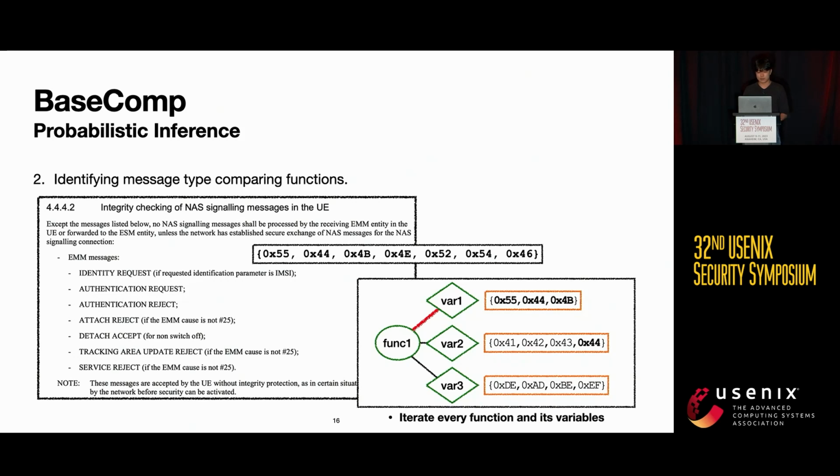Now, BASECOMP iterates every function and variable in the software and collects comparisons with constants. Then by comparing the constants with the ones specified in the subclass, it either raises or lowers the probability of the variable to be the one holding the message type. Then the probability of the function to be the message type comparing function follows the variable with the highest value. So in this case, function 1's probability would be the probability of variable 1.